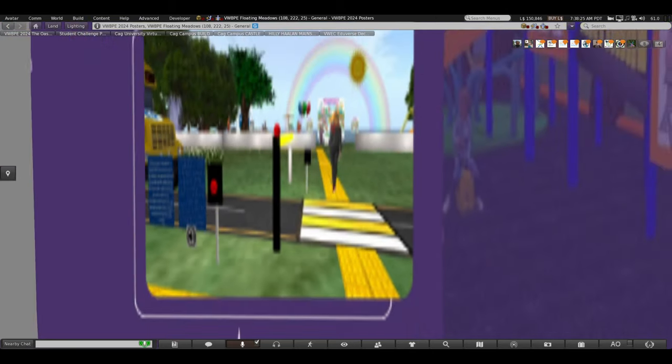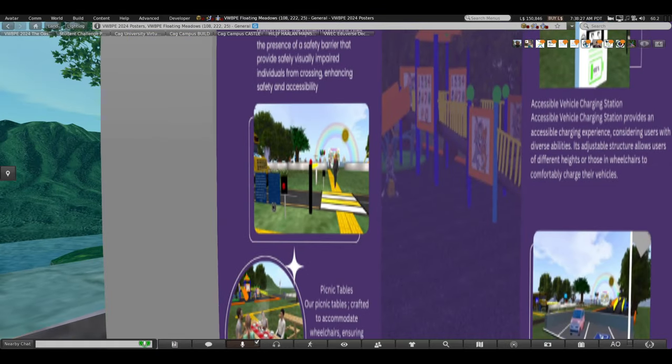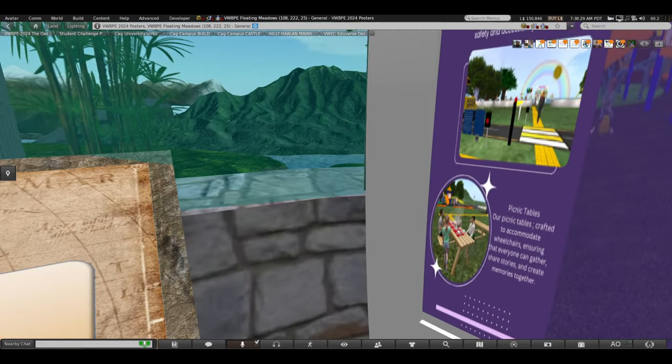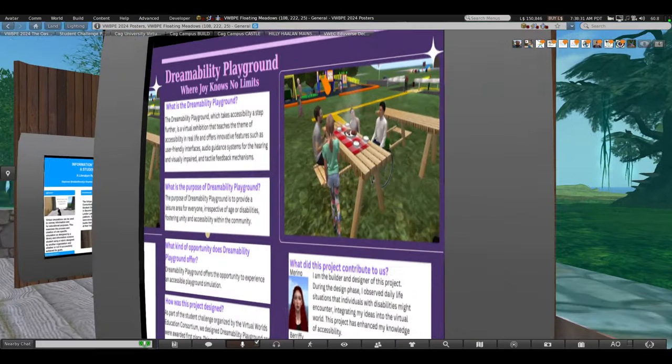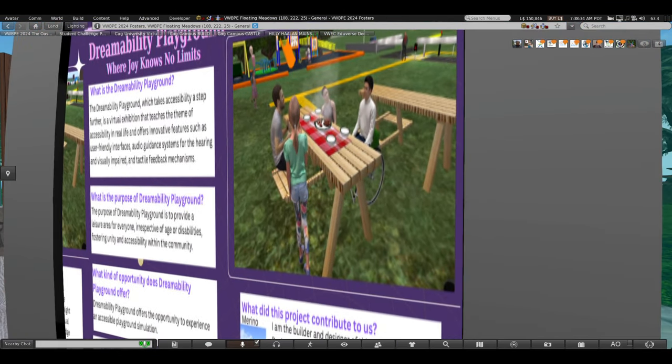My other feature is picnic tables. The Dreamables Playground is designed with inclusivity in mind. Our picnic tables are not just a place to enjoy a meal. They are crafted to accommodate wheelchairs, ensuring that everyone can gather, share stories, and create memories together.